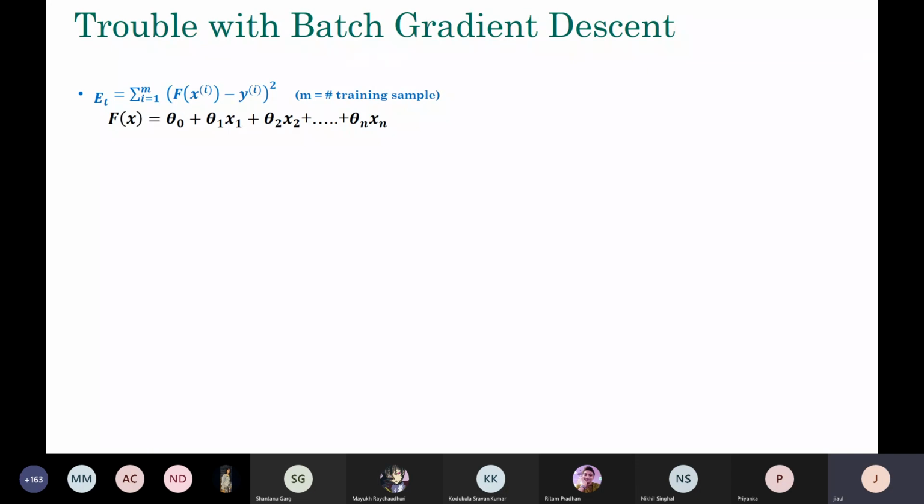Now take, say, for example, the linear regression. The simplest function that we can think about. I'm using this example to illustrate the point. So let's take linear regression as your main function, and then on top of this, you define the error function E_t.